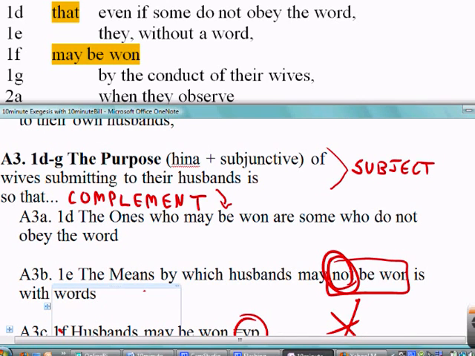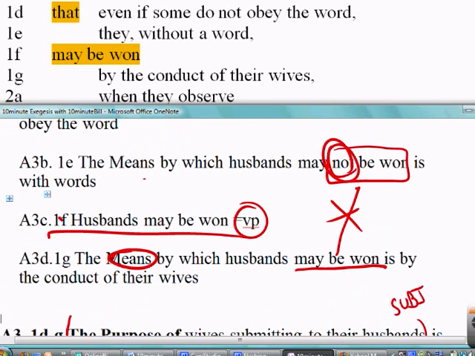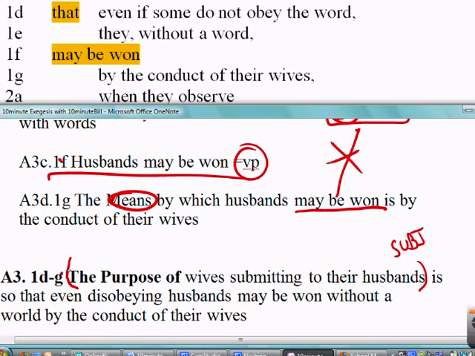And that's going to summarize to give us our purpose statement. So the purpose of wives submitting to their husbands is so that they may be one. And we'll phrase it a little nicely. The purpose of wives submitting to their husbands is so that even disobeying husbands, I didn't realize it was such a critter, may be one without a word, by the conduct of their wives. So we have 3 points so far. I should submit, the manner in which I submit, and then the purpose of submitting.